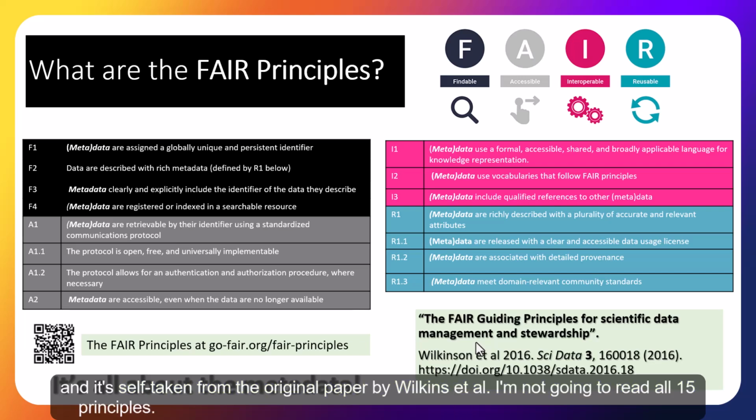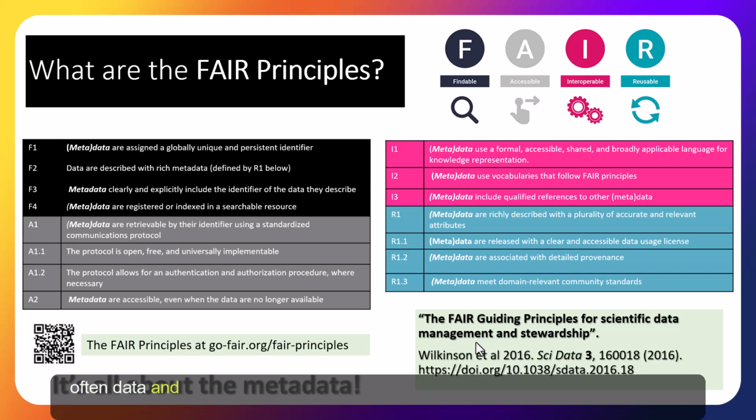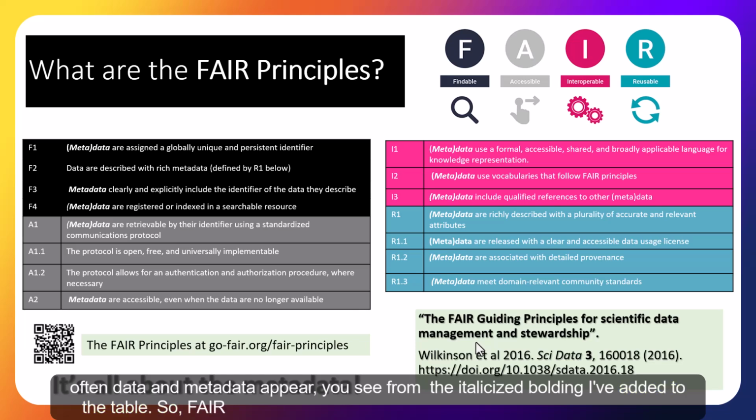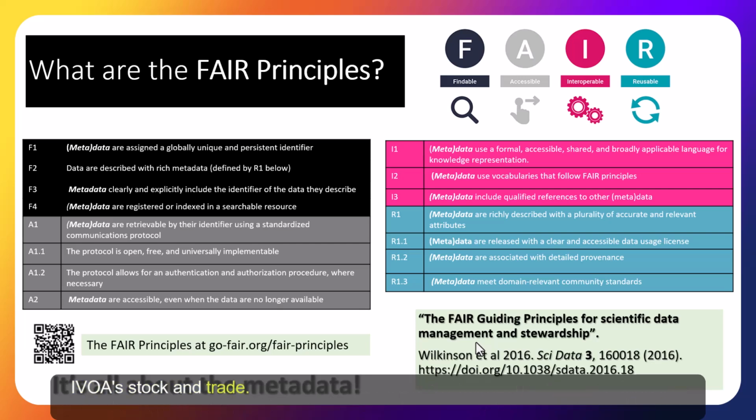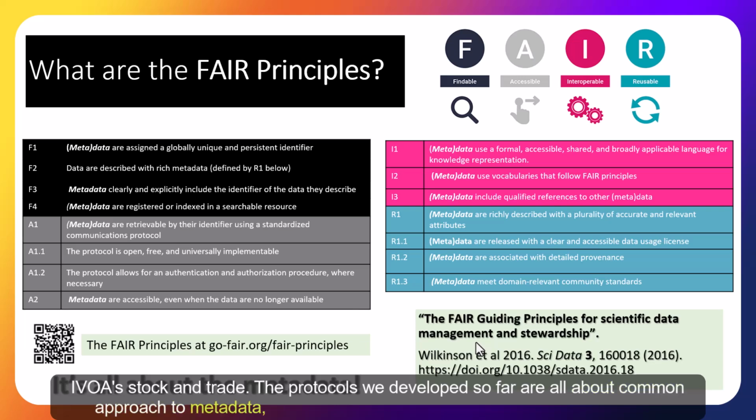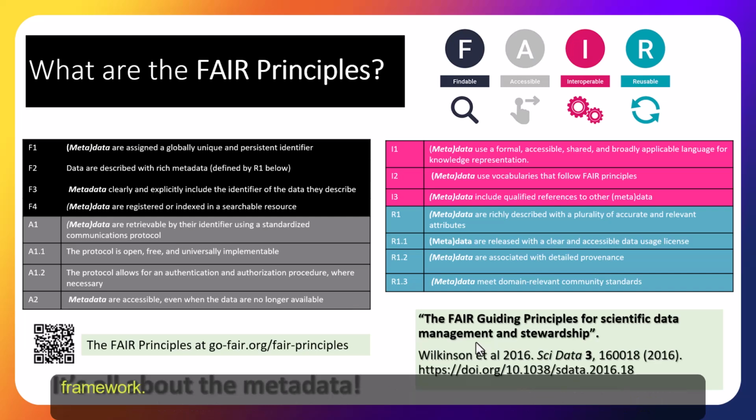I'm not going to read all 15 principles. I suspect a number of you know them by heart already, but note how often data and metadata appear. You can see that from the italicized bolding I've added to the table. So FAIR principles to a large extent are all about metadata, which is IVOA's stock in trade, right? The protocols we've developed so far are all about a common approach to metadata, and that is in essence why we're developing a FAIR framework.